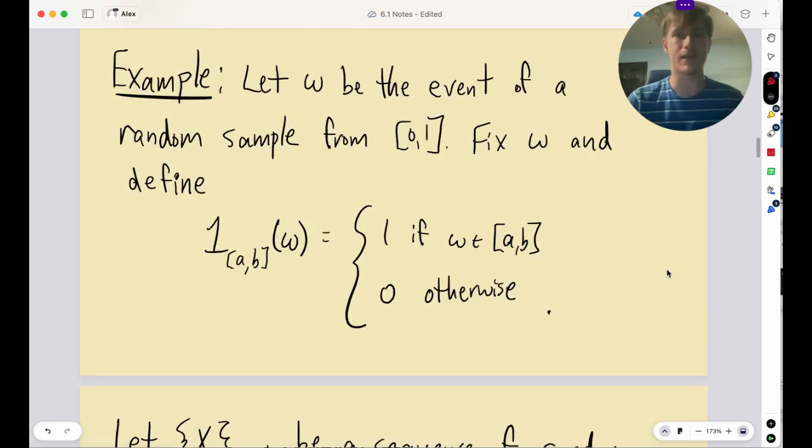All right, so here's our example. We're going to go ahead and let omega be some sort of event where we draw a random number between 0 and 1. So it has the uniform continuous distribution on 0 to 1. We just pick a random number and fix that value.